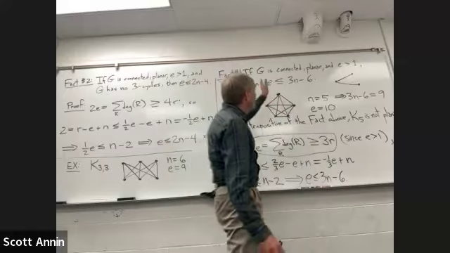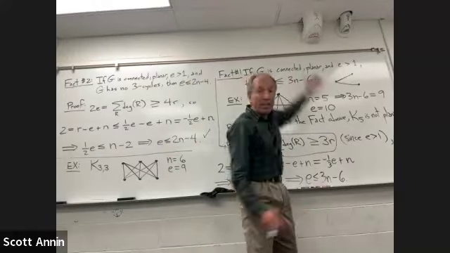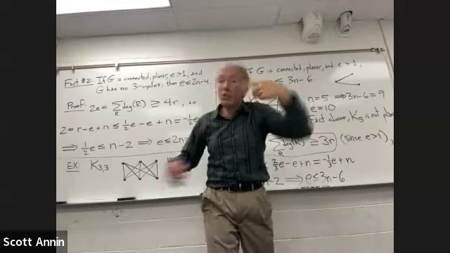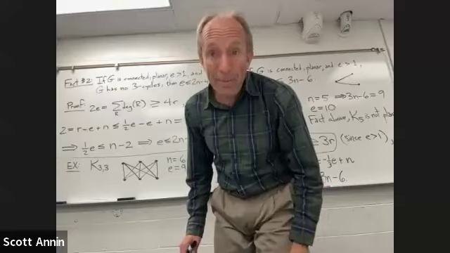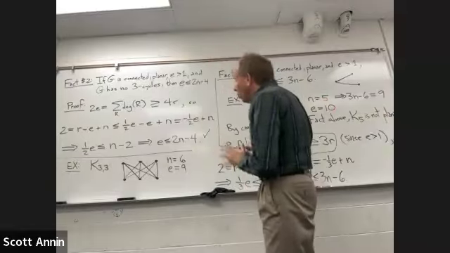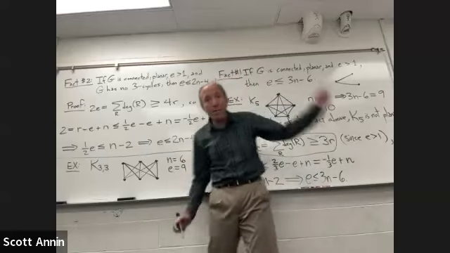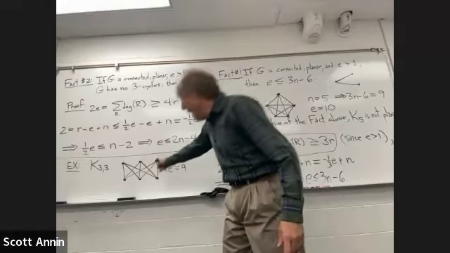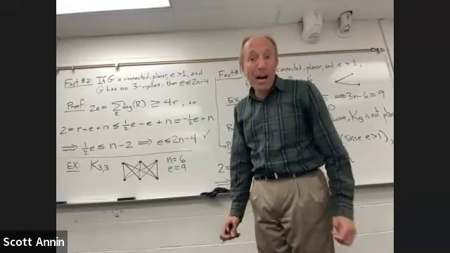Of course, if there's no contradiction, that doesn't mean that the graph is planar. It just means I can't use this fact to show that it's non-planar, right? The jury is still out. I don't know in this scenario, based on fact 1, whether this graph might possibly be planar or not.